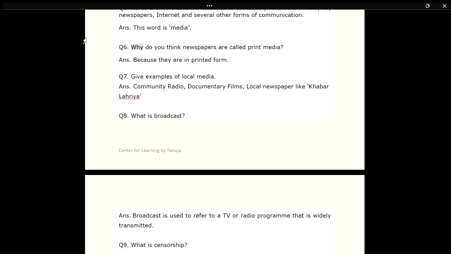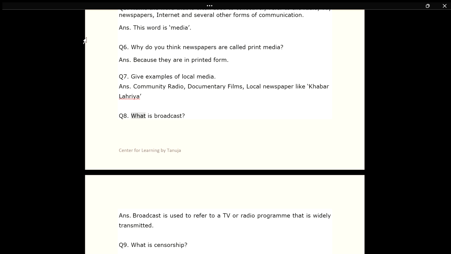Q6. Why do you think newspapers are called print media? Ans. Because they are in printed form. Q7. Give examples of local media. Ans. Community radio, documentary films, local newspaper like Khabar Lahariya.